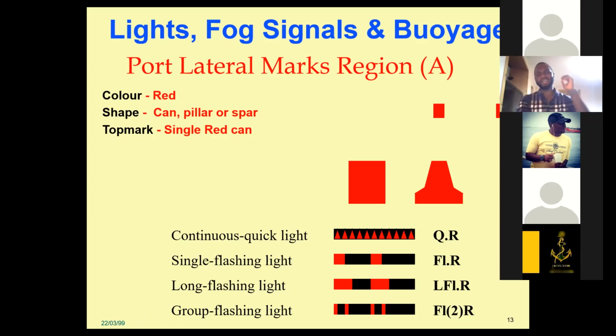So that is why I always like to say, thanks to somebody, I need to go back to the chat. November Alpha has tried to share his own knowledge. He says anytime you see can, it's to port, no matter the region. And the cone is to starboard. Can is to port. So the top mark on the port lateral mark, region A, what do we have here? We have can.